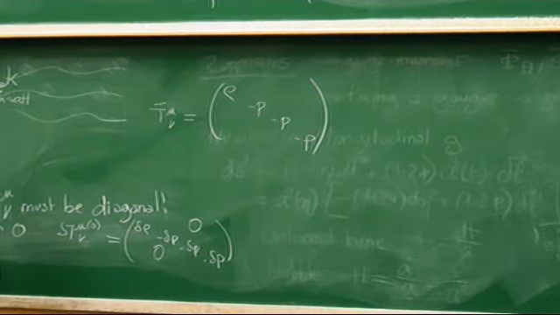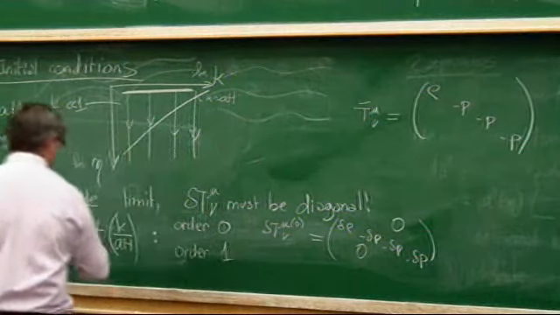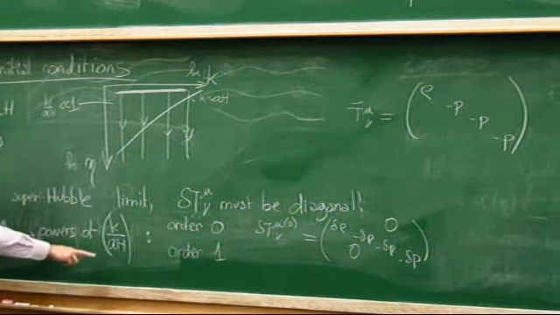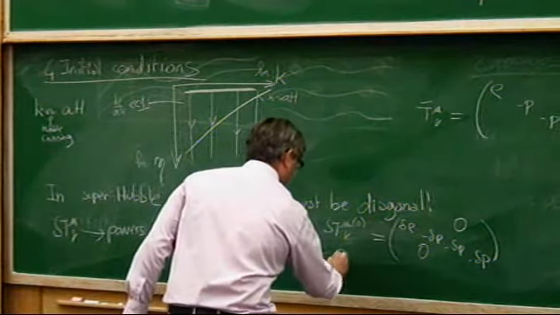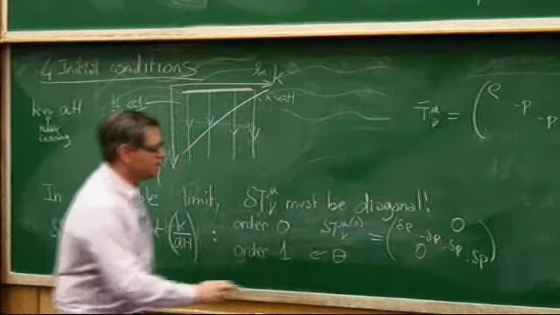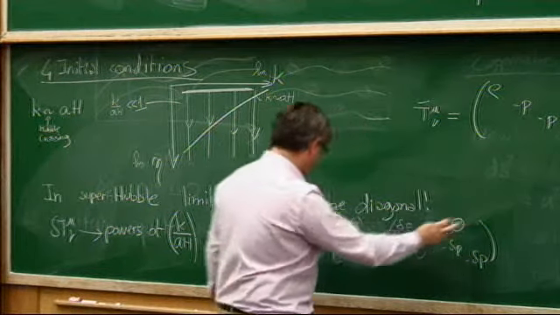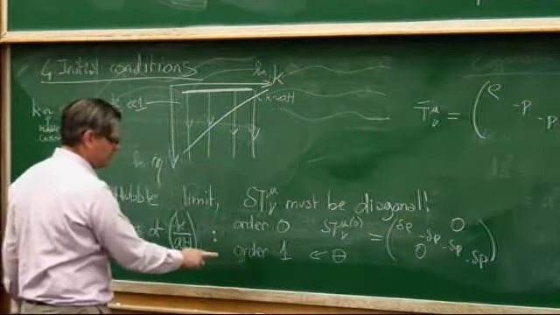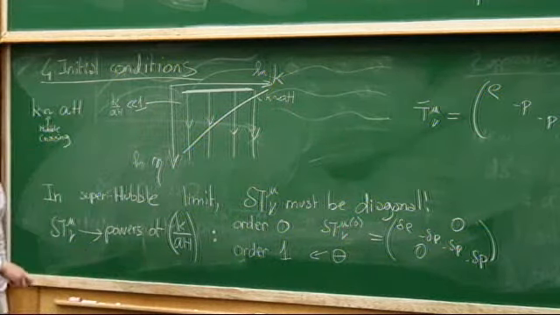You could push the argument, we won't make it, but you could show that at order 1 there is a term growing with time, like k over aH. And in this term, you will find the degree of freedom theta. So theta, which would contribute to these components, is initially 0, but it grows slowly outside the Hubble radius, and it contributes to the first order term in this expansion.